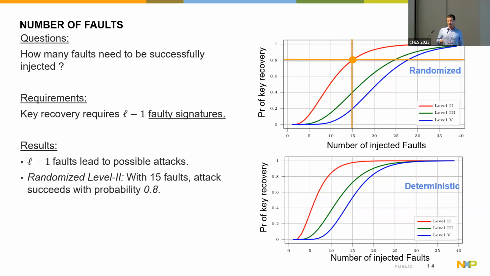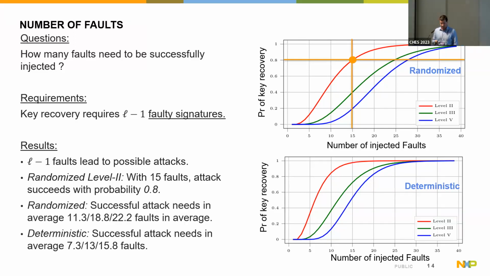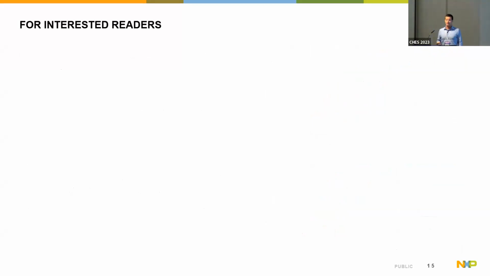You can say, okay, if I insert 15 faults and I'm targeting randomized Dilithium level 2, I will have an 80% chance of recovering the key. And here are the numbers of average traces, average faults, you need to insert to get back the secret key. It ranges from 7 to 22 traces. Okay, so that's what I wanted to talk about during this presentation.